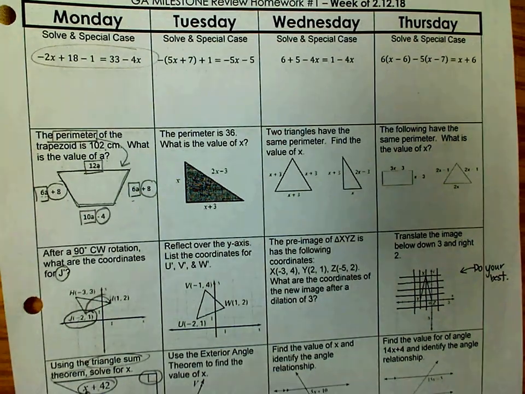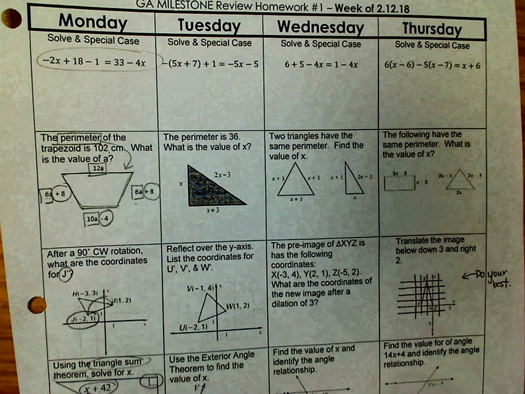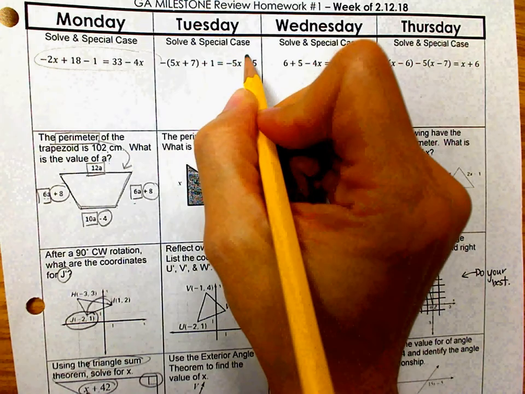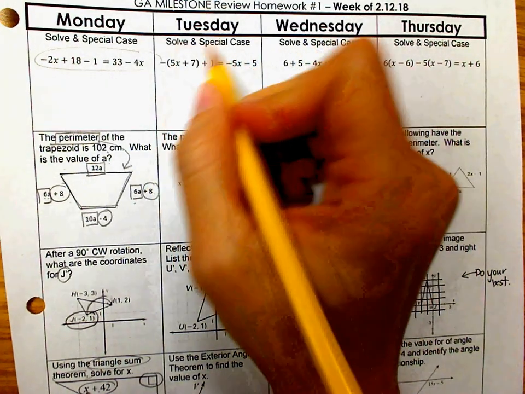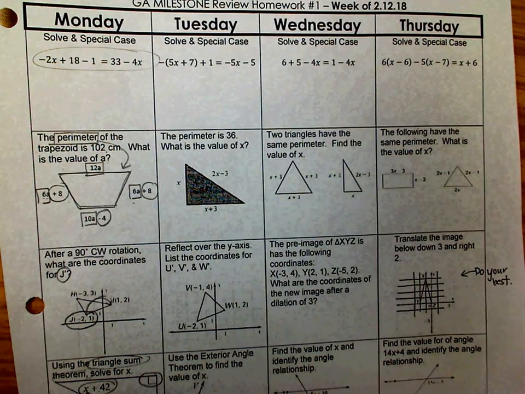Okay, so let's go over Tuesday, this column right here. I'm going to do the work on the back, so I need to be very careful how I copy this, because one mistake in the copying and it's thrown off the entire equation. You know how that goes.